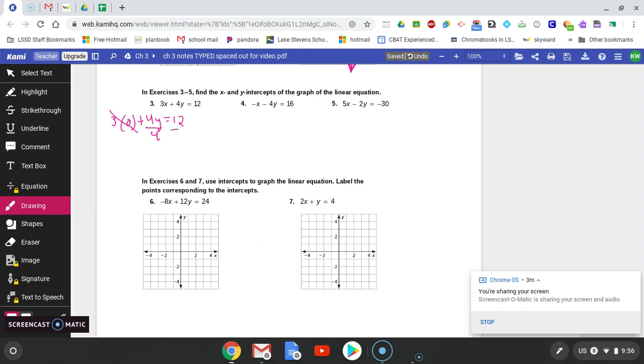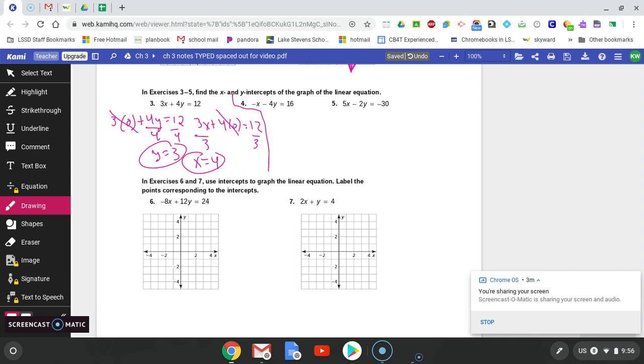So all I have to do is divide by 4, and I get y equals 3. Then I'm going to plug in a 0 for y as a whole separate equation. Okay, so again, one part completely cancels out. I'm left with 3x is equal to 12. When I divide both sides by 3, I get x is 4. So that's my x-intercept, and this is my y-intercept.